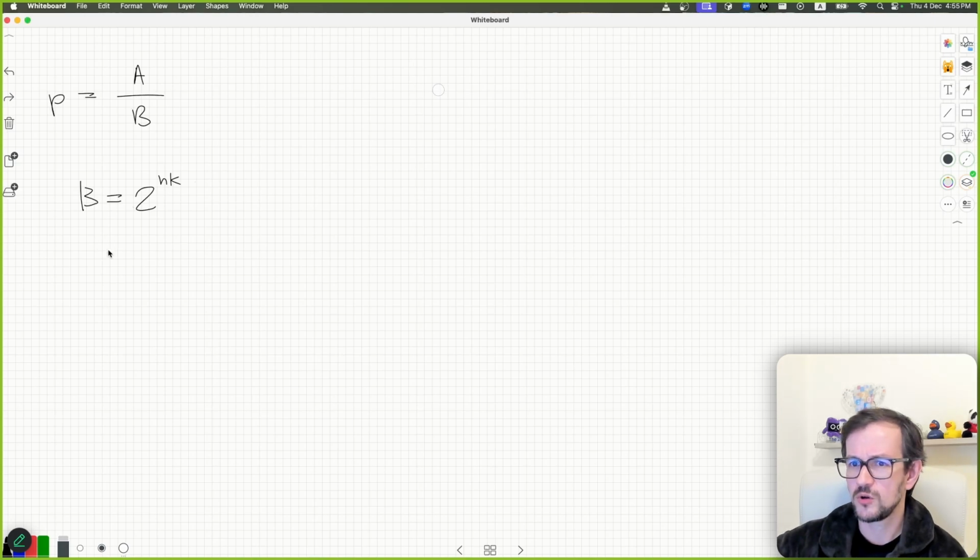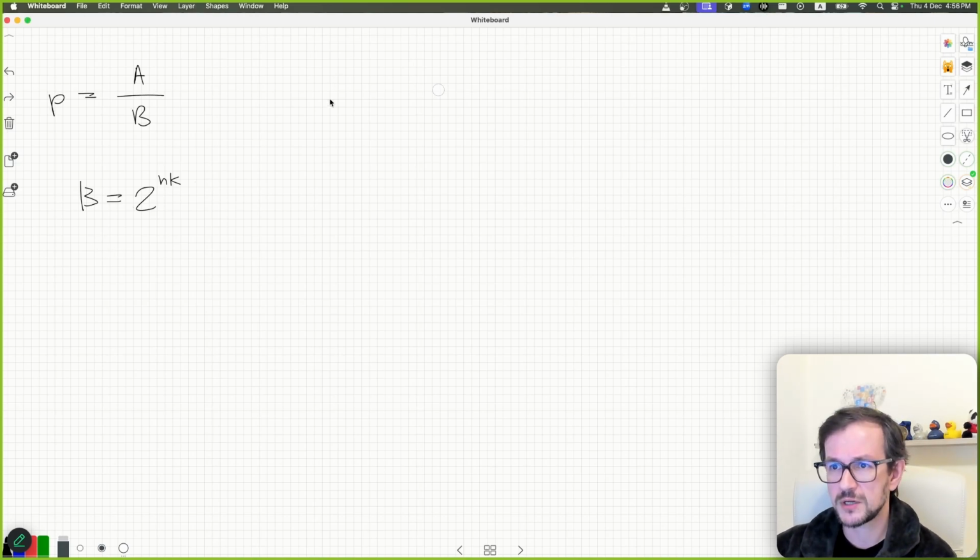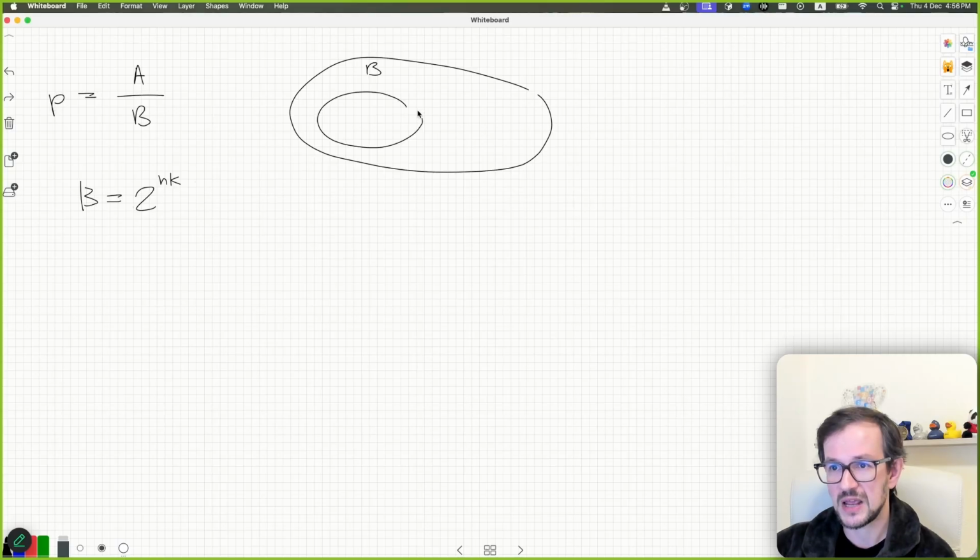Again, that's a trick you learn a lot. So in combinatorics, you have some set, let's say this is set B. Inside the set B, we have set A.